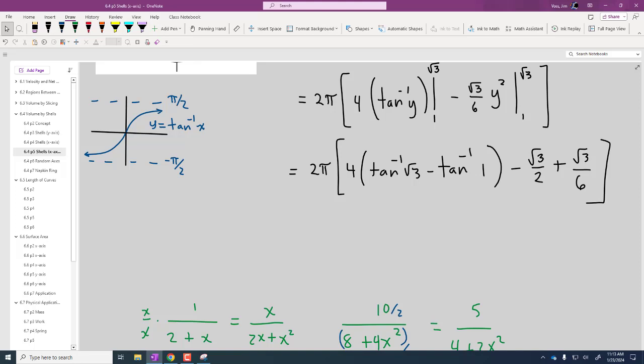Inverse tangent, all the inverse trig functions are restricted angles. And the inverse tangent function is going to be restricted to the right side of the unit circle. So inverse tangent is always on the right side of the unit circle, and you don't include these endpoints. It goes between minus pi over 2 and pi over 2.